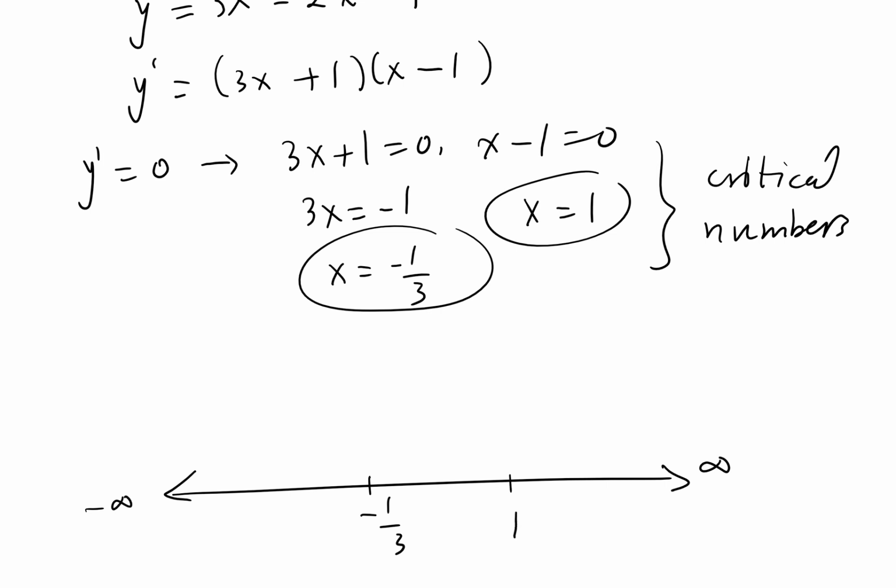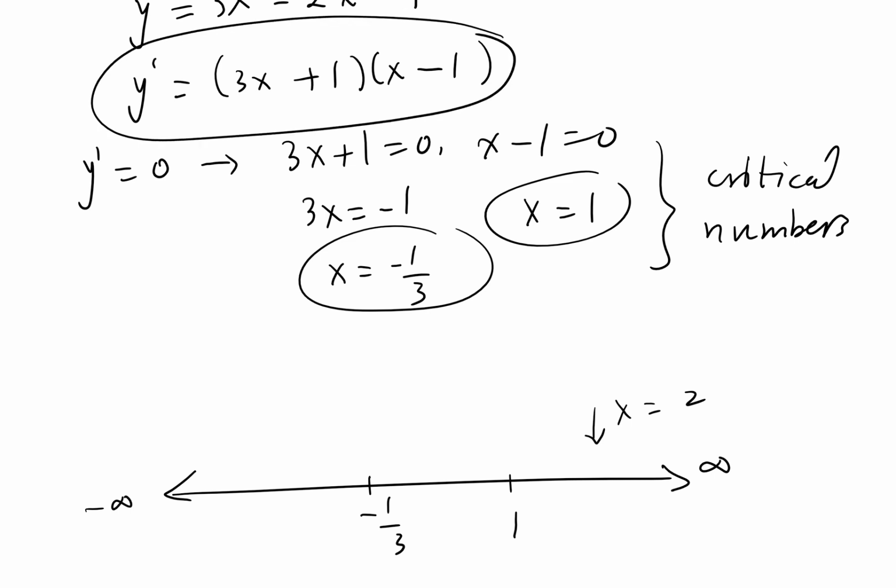If you substitute x equals 2 into this circled part, that will give us positive, and then negative. If you pick any point, let's say 0 or negative 1, that would be positive. So the function is increasing, then decreasing, then increasing. So at this point, there's a minimum. At that point, there's a maximum.